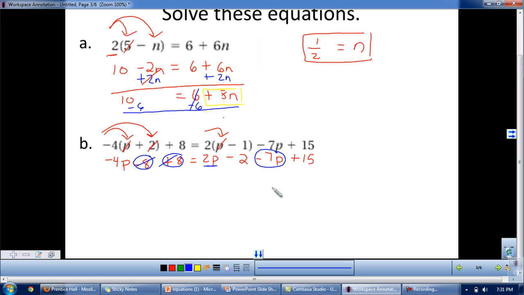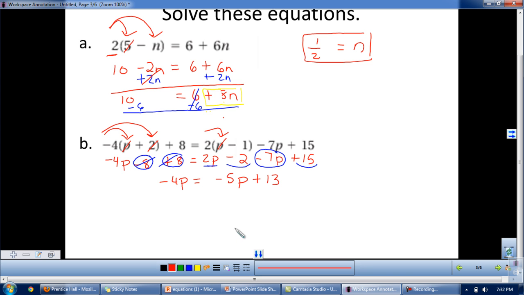Remember to include the sign that's in front of it. So what is that? 2p and negative 7p is negative 5p. And then we have negative 2 and positive 15. Well, that is positive 13. On the left side is just our lonely negative 4p.